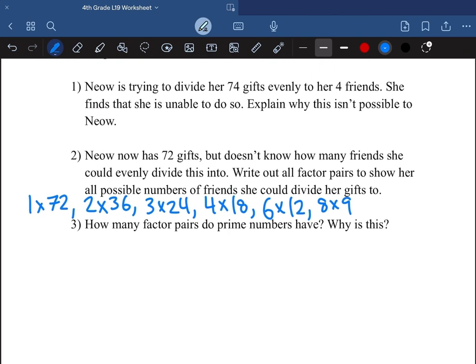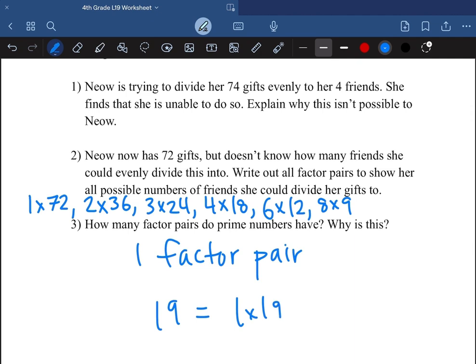Number 3, how many factor pairs do prime numbers have? Why is this? Prime numbers only have one factor pair, and this is because all prime numbers have only 2 factors, the number 1 and the number itself. So for example, the number 19, the factor pair would be 1 times 19, number 1 times the number itself.